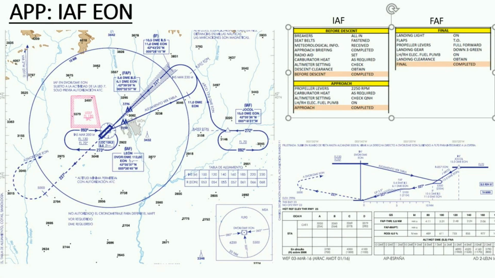So here we have the IFR charts for the ILS RWY 23 approach. Let's suppose that we have started the approach from the initial approach fix, and we already completed the loop over the holding and the before descent and approach checklist. So we are ready for the approach. When the ATC gives us the ILS approach clearance, we could start our approach.